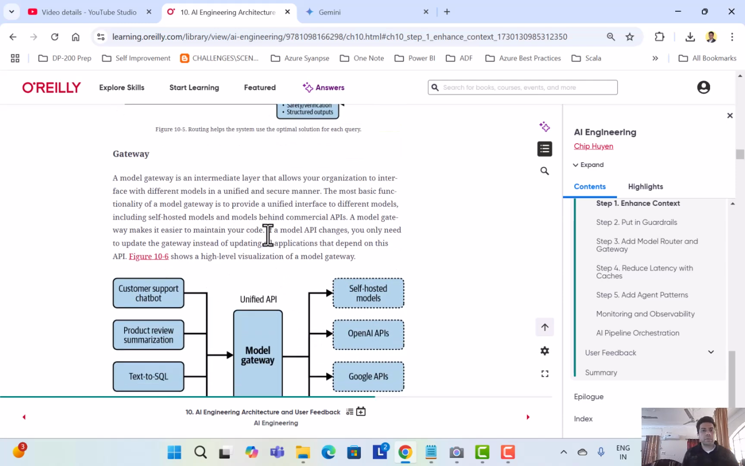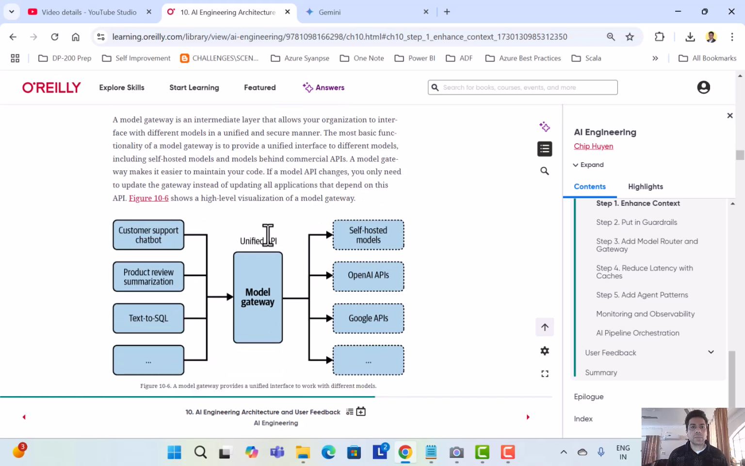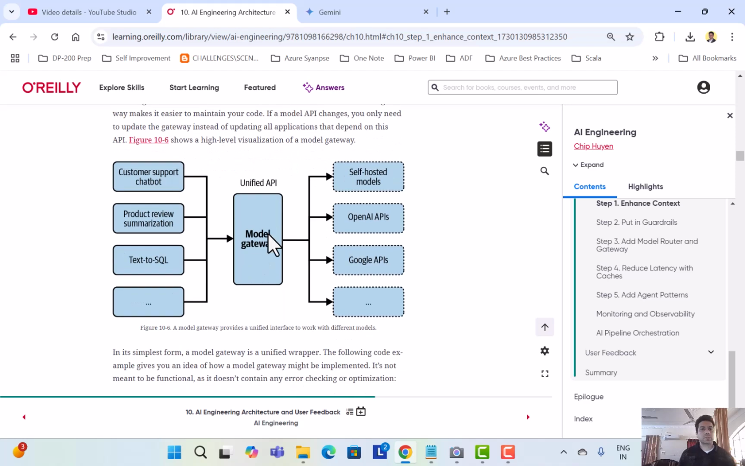A model gateway is an intermediate layer that allows your organization to interface with different models in a unified and secured manner. The most basic functionality of a model gateway is to provide a unified interface to different models, including self-hosted models and models behind commercial APIs. A model gateway makes it easier to maintain your code. If a model API changes, you only need to update the gateway instead of updating all applications that depend on the API. The figure shows a high-level visualization of a model gateway.